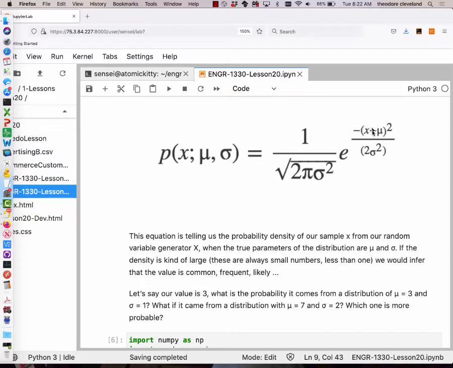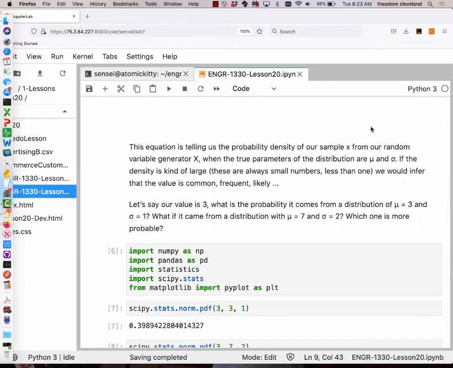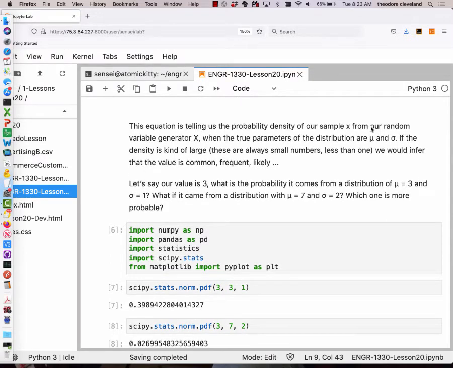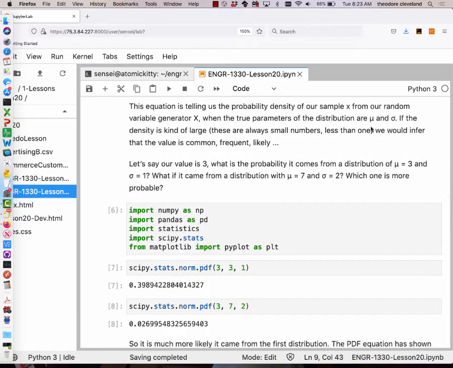If x is a long, long distance from mu, say mu happens to be 0 and x happens to be 10,000, that's pretty far apart. So 10,000 minus 0 is 10,000, and 10,000 squared is a bunch. So e to the minus a bunch is essentially e to the minus infinity, which approaches our friend 0. So if x is a long way away, the density associated with that is really, really small, approaching 0. So the equation tells us the density of our sample x from a random variable generator capital X when the true parameters are mu and sigma.